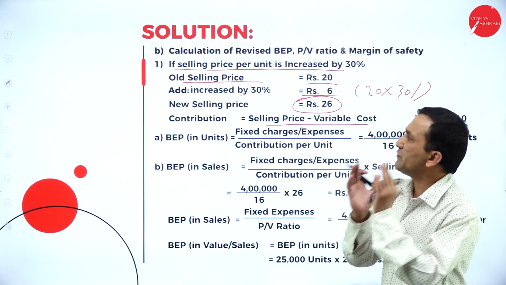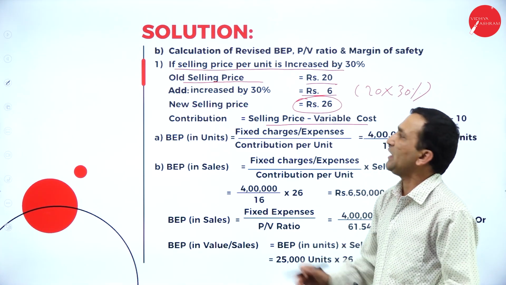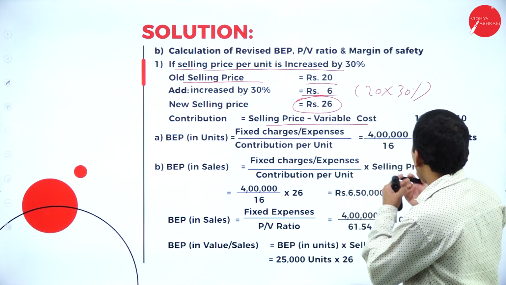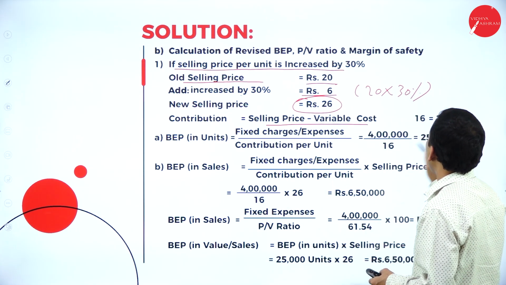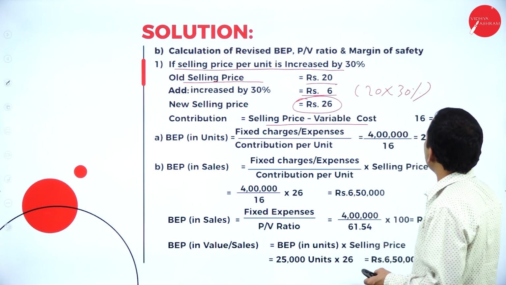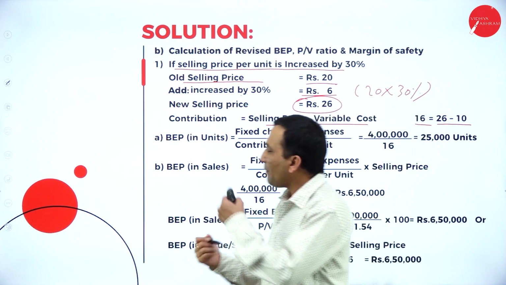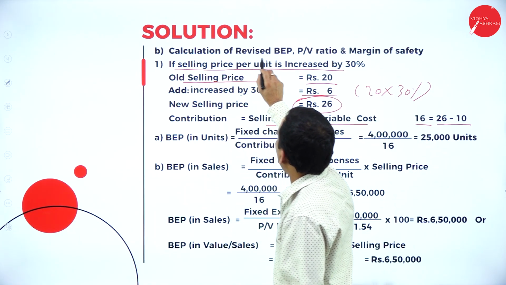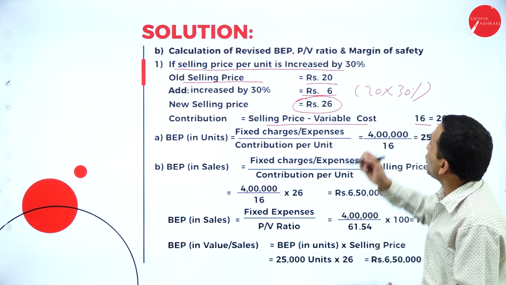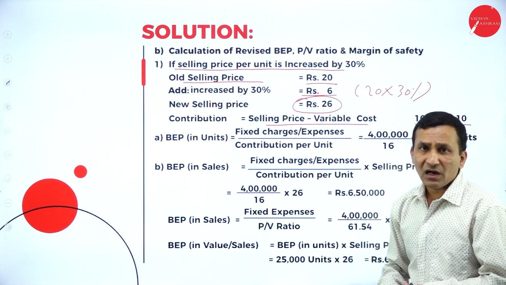The information is applicable for only selling price 30%. Okay, so immediately 26 minus 10. Now new selling price 26 minus 10. Now new contribution is 16. Obviously, now we need to find the revised BEP, PV ratio, profit volume ratio, and margin of safety.